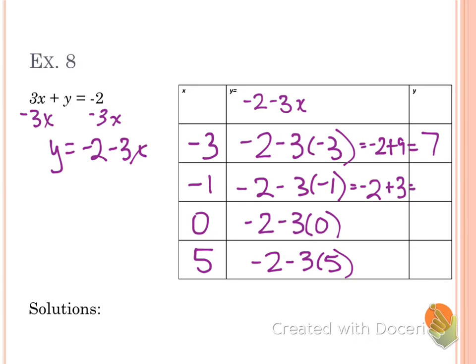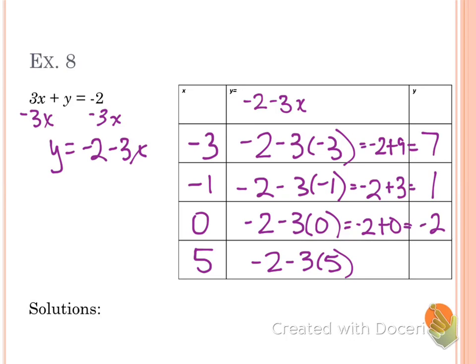So when x was negative 1, May, what did you get? 1 for y. We can do the same thing here. Negative 2 plus 2. That would end up giving us a 0. Tariana, what did you get? We took negative 2 plus 0. Yep. Negative 2.